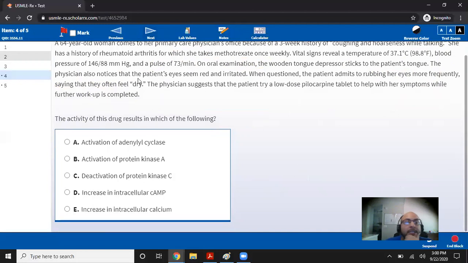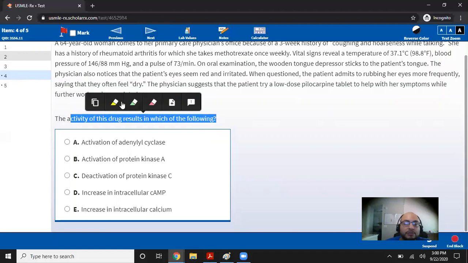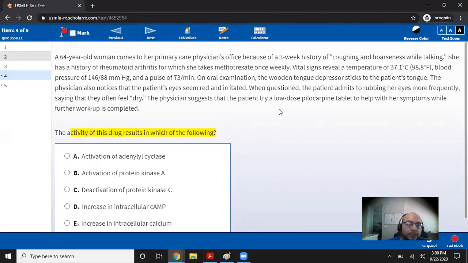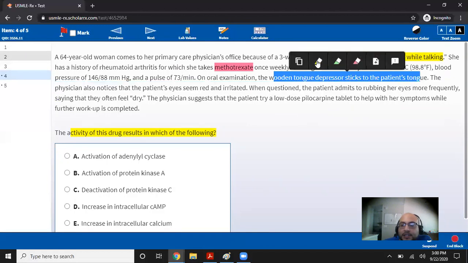Okay, next one. The activity of this drug results in which of the following? What drug? A 64-year-old woman comes in because of a 3-week history of coughing and hoarseness while talking. She has a history of rheumatoid arthritis for which she takes methotrexate. Temperature's okay, blood pressure's a little high. On oral exam, a wooden tongue suppressor sticks to her tongue.